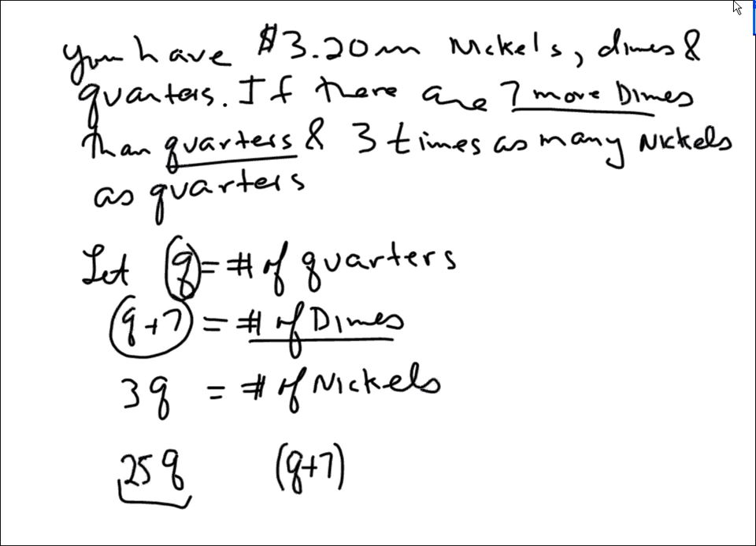You have 4 dimes, 4 times, well, let me say 10 first. 10 times 4 is 40 cents. You have Q plus 7 dimes. 10 times Q plus 7 will be the amount of money you have in quarters, in dimes. In cents, not in dollars, not in millions of dollars, not in Hershey bars, not in centimeters, but cents.